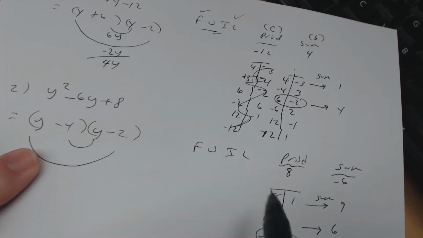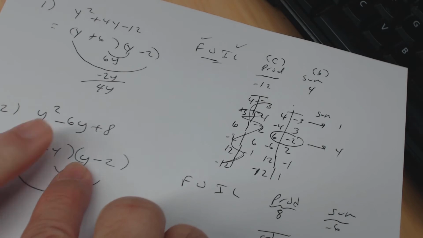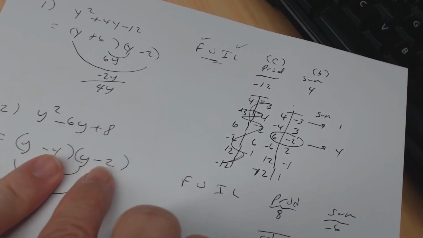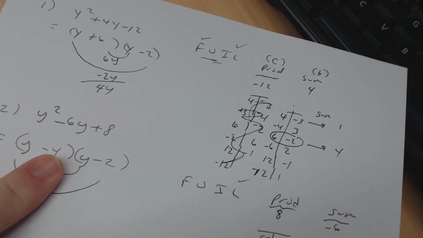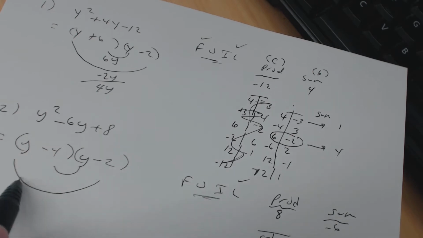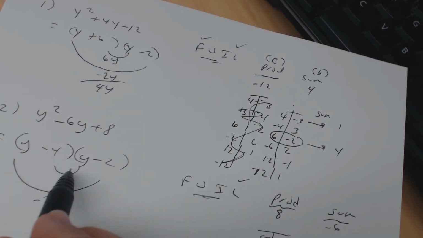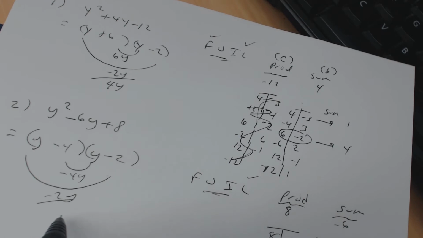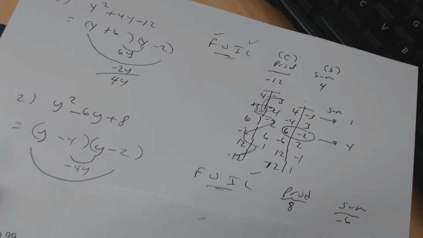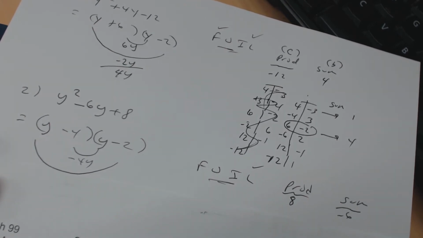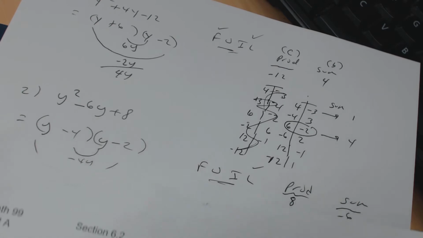And if you check it using FOIL, first times first is y squared. A negative 4 times a negative 2 is a positive 8. So that takes care of the L. And the outer and the inner. The outer is negative 2y. The inner is negative 4y. And when I add them up, a negative 2 and a negative 4 is a negative 6. So I get a negative 6y. All right, so the answer is y minus 4 times y minus 2.